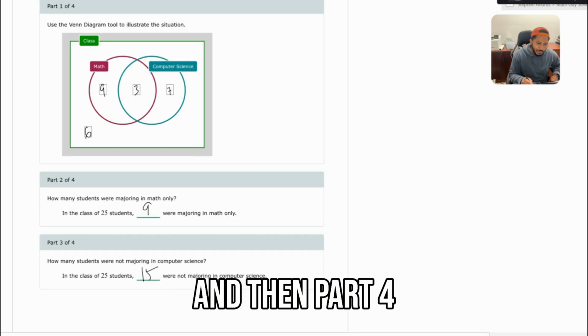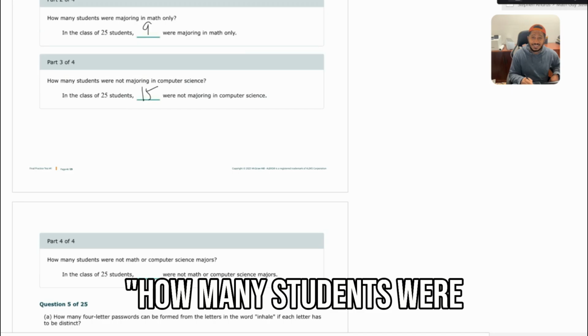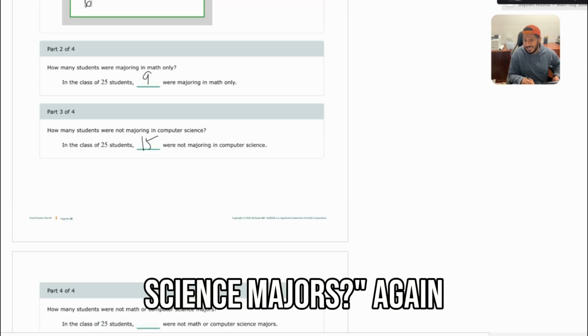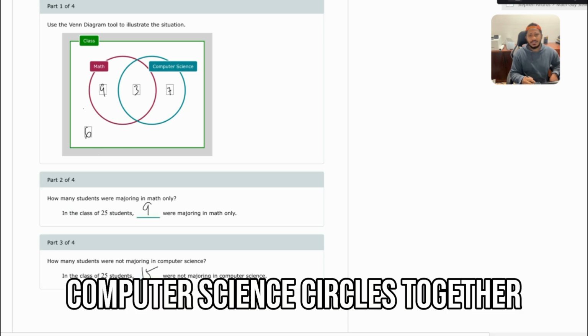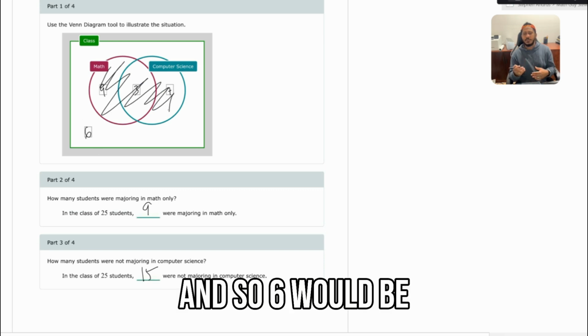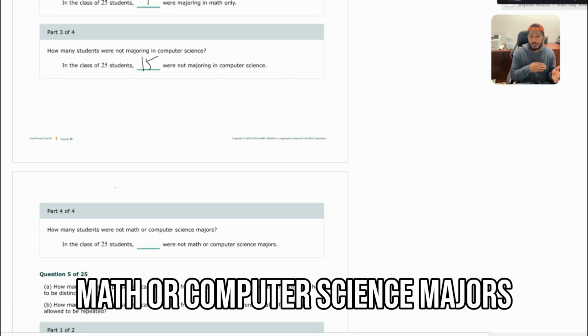so 15 total would be not computer science majors. And then part 4 says how many students were not math or computer science majors. Again, that would be covering up all the math and computer science circles together. And so 6 would be how many were not math or computer science majors.